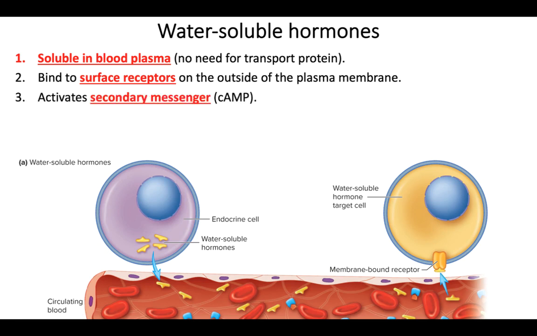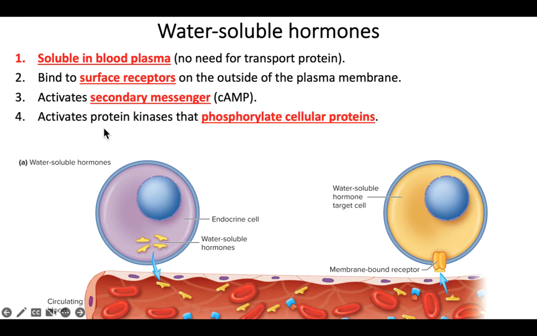Then, since it doesn't go into the cell, it needs what we call a secondary messenger. Think of the hormone as the primary messenger, but it can't get into the cell. So it needs to trigger or activate or produce someone else, a secondary messenger. And one of the most common is known as cyclic AMP. This is just a common secondary messenger. There's a few other ones, but the key is you've got to have a secondary messenger.